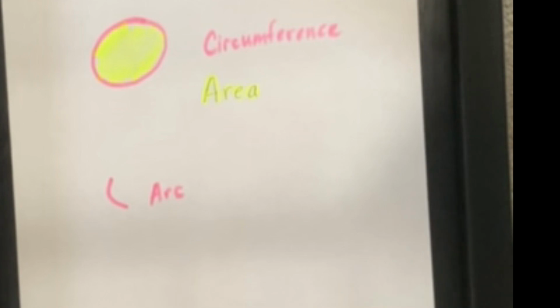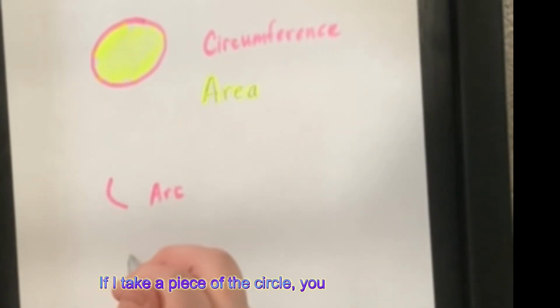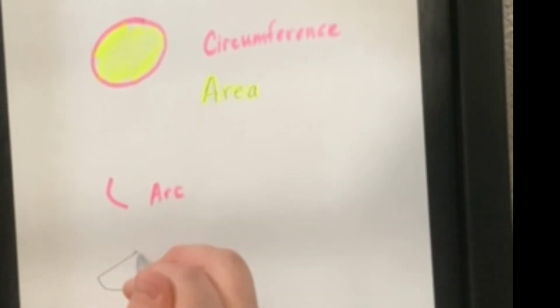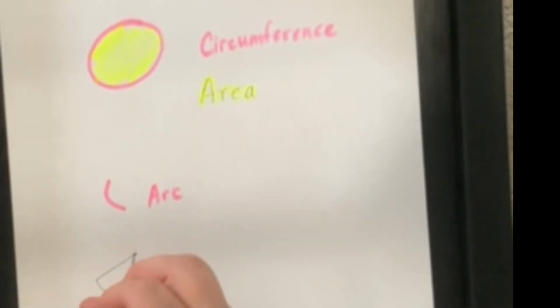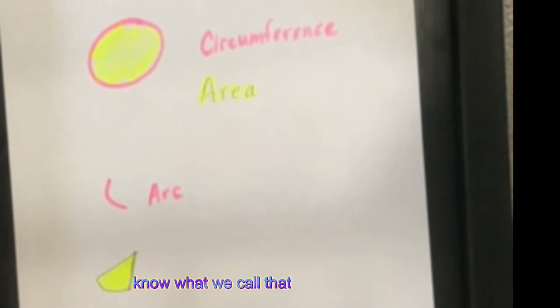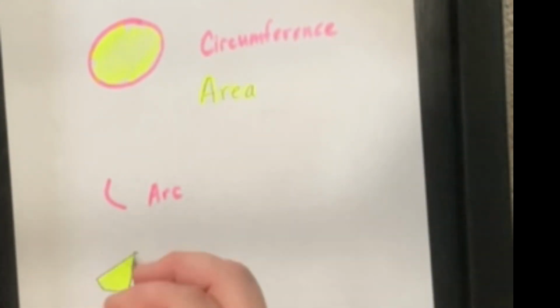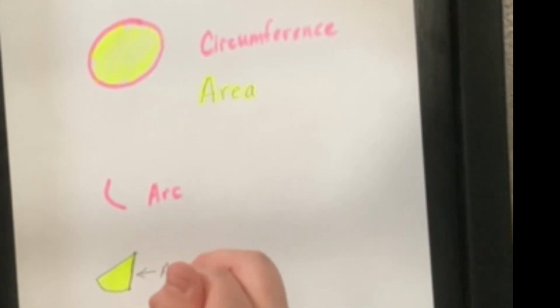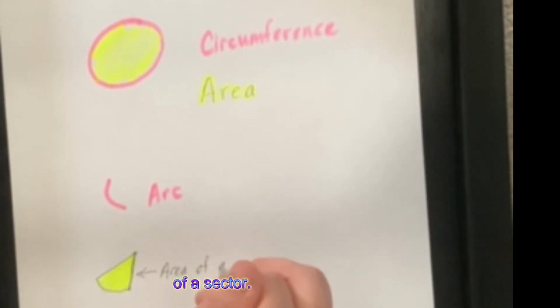Now, if I took a piece of this circle, like a pizza slice, you know what we call that? If I shade it in, that would be the area of a sector.